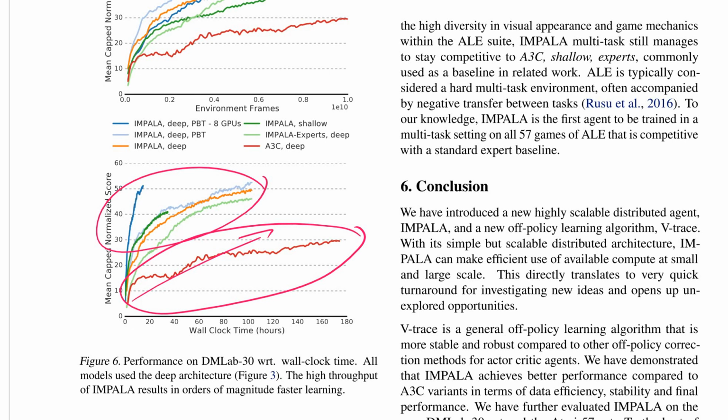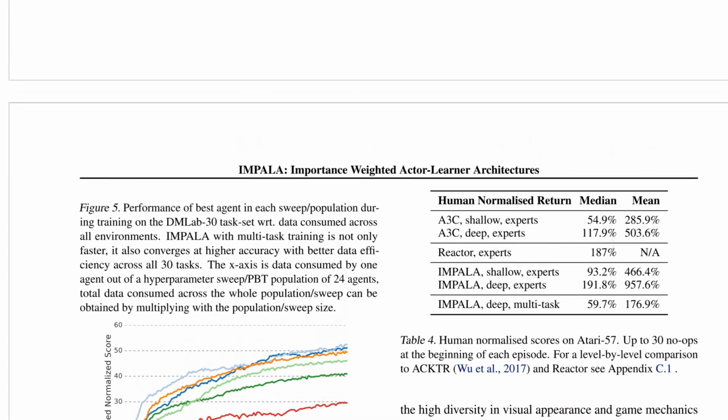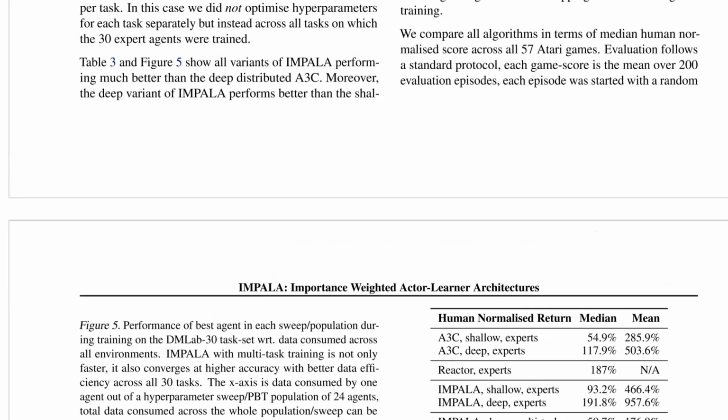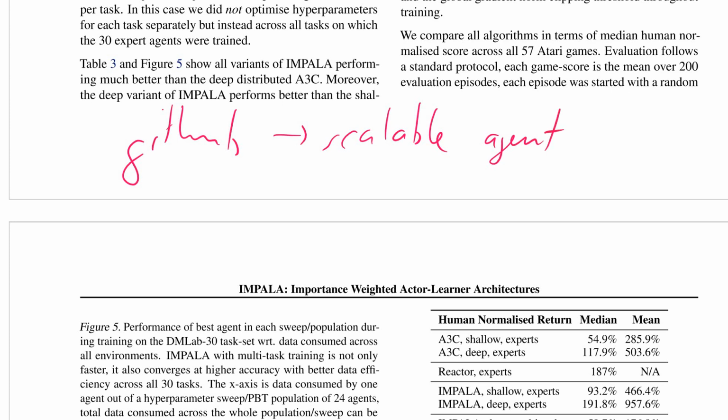If you want to give it a try, then it is not called IMPALA on GitHub. It is called, I think, Scalable Agent. So on GitHub, it is called Scalable Agent, I think. But you'll find it if you search for IMPALA GitHub or something like this.